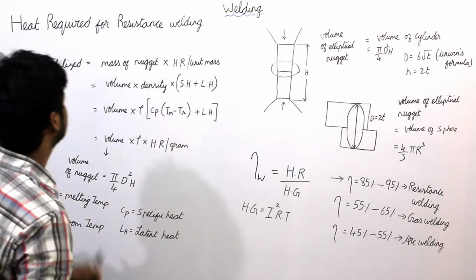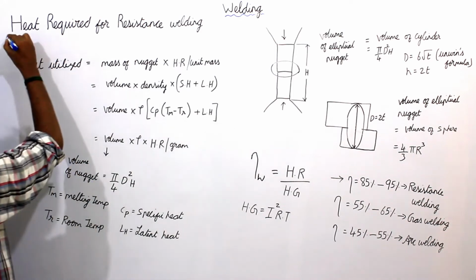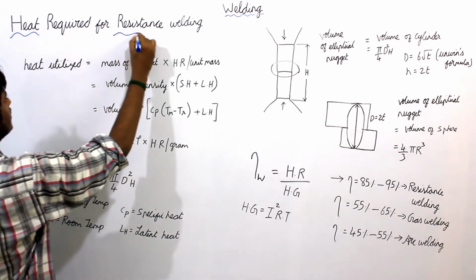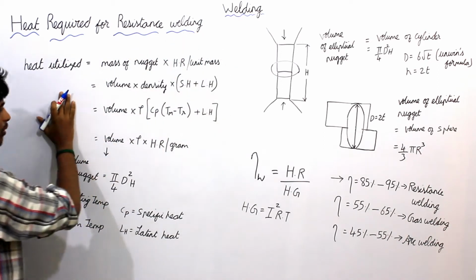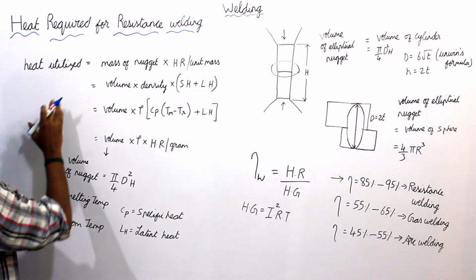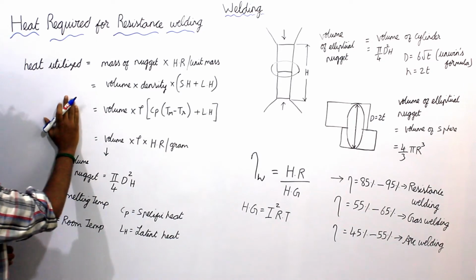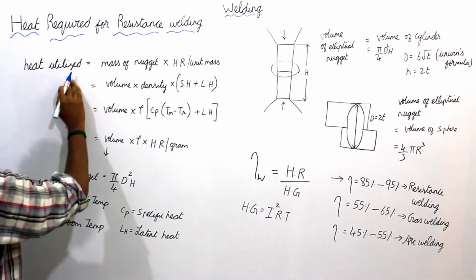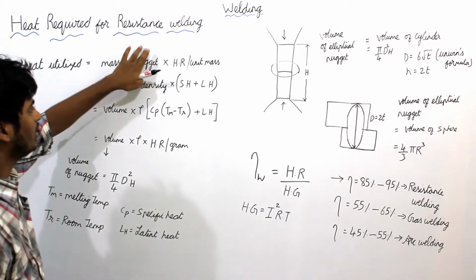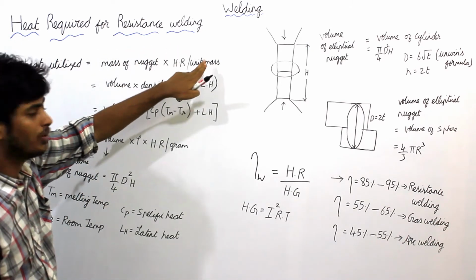and a welding process. Next topic is heat required for resistance welding. This formula is commonly used in welding operations. It is one of those important formulas for solving problems under welding process. Heat utilized is given by mass of the nugget into heat required per unit mass.